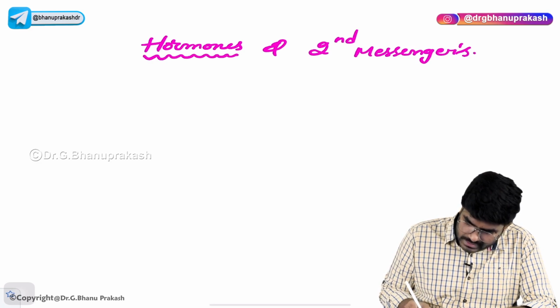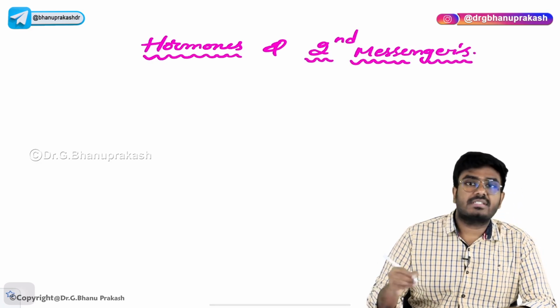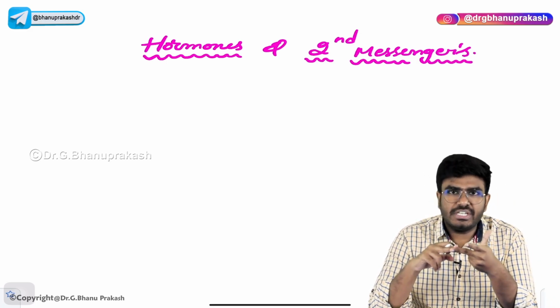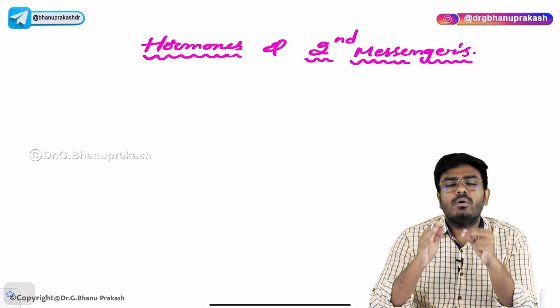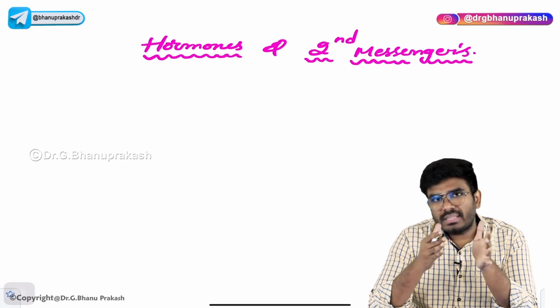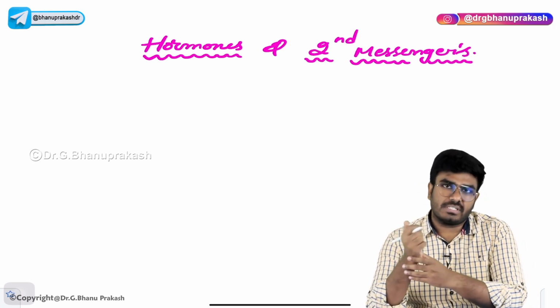Guys, we have already discussed what secondary messengers are. The three important secondary messengers which we have discussed are cyclic AMP, cyclic GMP, and the IP3-DAG calcium system. Now, in this video, let's see what different types of hormones use different types of secondary messengers.